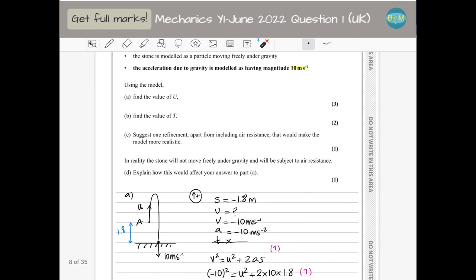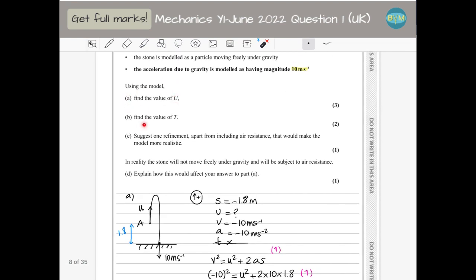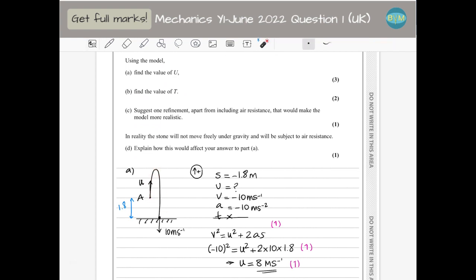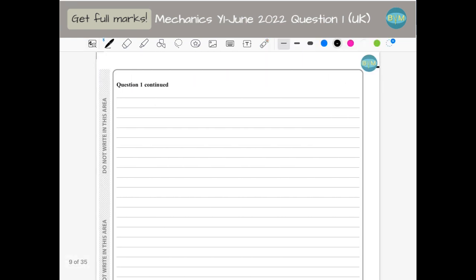Then this is the first one. Then B, they say find the value of t. So I'm going to use exactly the same, from here to here, because they asked me the time from here to here. So I'm going to use the same values. So for B, if I write SUVAT again, my displacement is going to be the same.